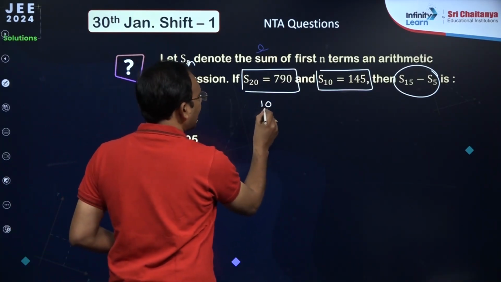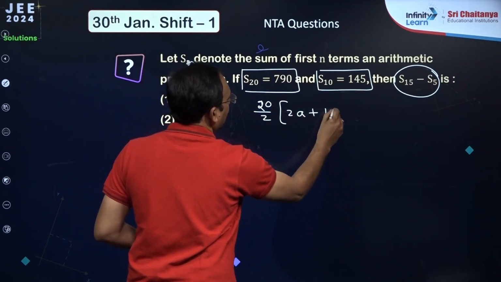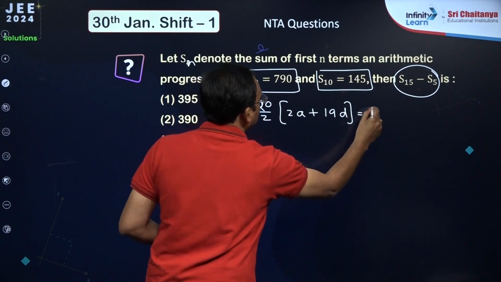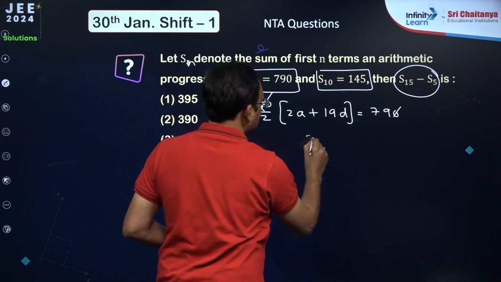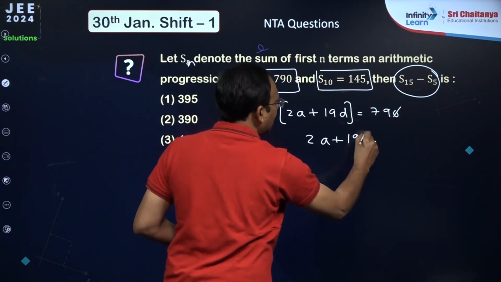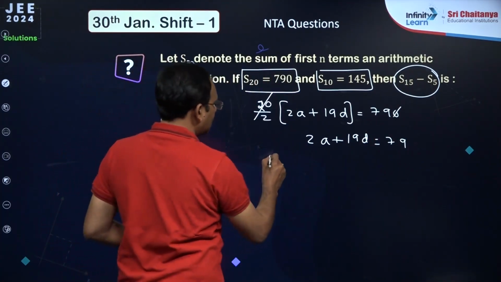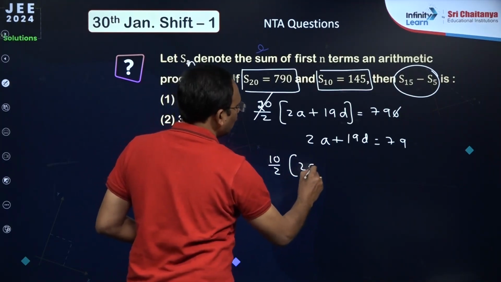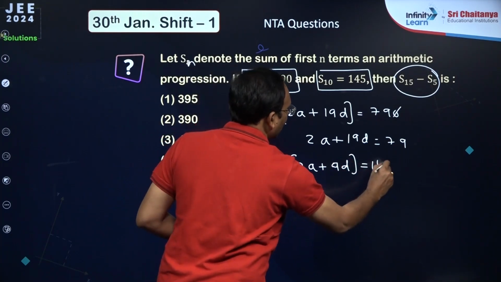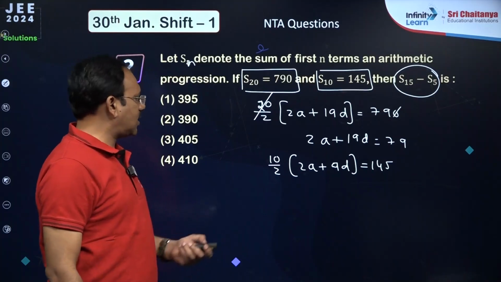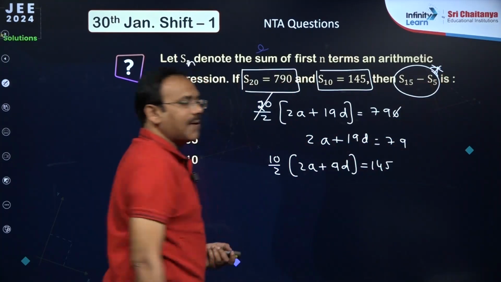S20 means n by 2, or let me write 20 by 2 into 2a plus n minus 1 into d is equal to 790. That means, my dear friend, this is 10. You can cancel this. 2a plus 19d will become 79. Whereas S10 means 10 by 2 into 2a plus 9d is going to be 145. This is another equation. Actually, you need to find a and d, but interestingly, he is asking S15 minus S5.